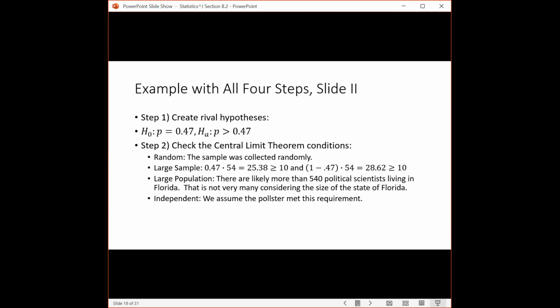Step 1, we need to create our rival hypotheses. So we need to read the problem, identify the population percentage, and use that in the null hypothesis, and then we need to figure out the alternative hypothesis.